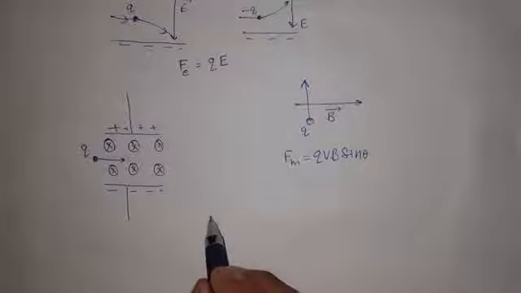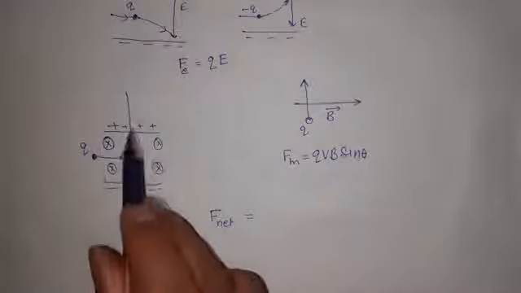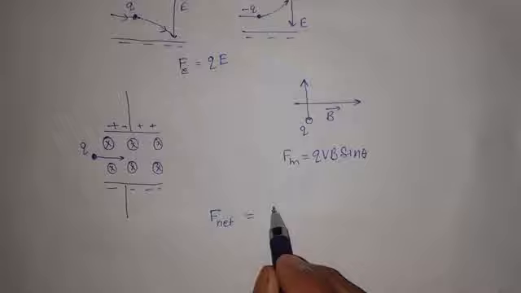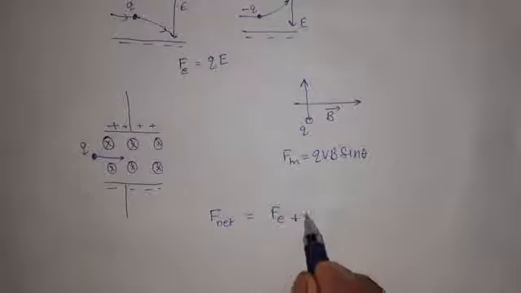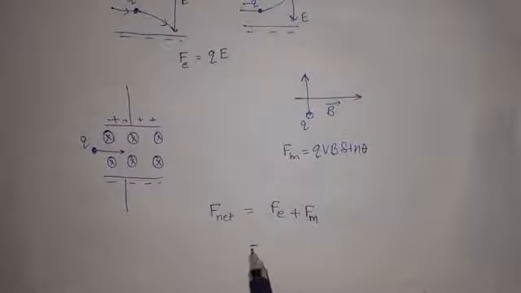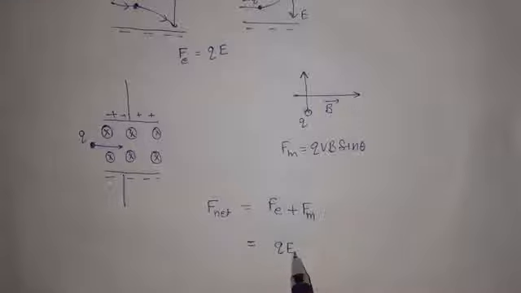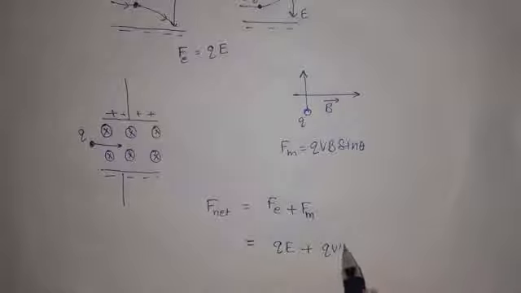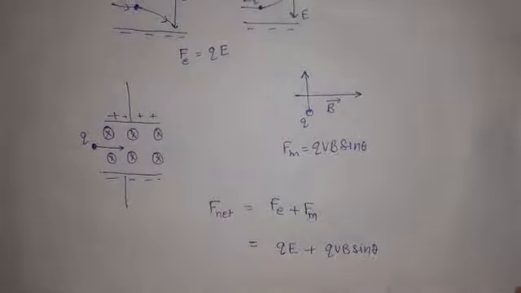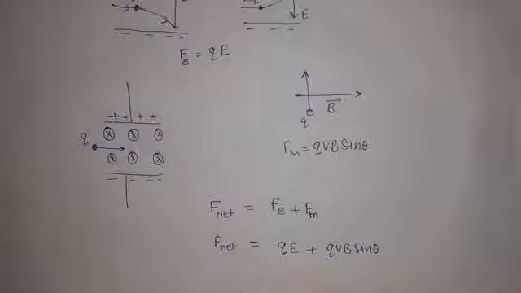The net force on the charge will be equal to the following, because this charge will experience the force due to the electric field, plus it will also experience a force due to the magnetic field. So this is the magnetic force. How much is the force due to the electric field? It is QE, plus the force due to the magnetic field, which is QVB sine theta. That is the net force experienced by it.